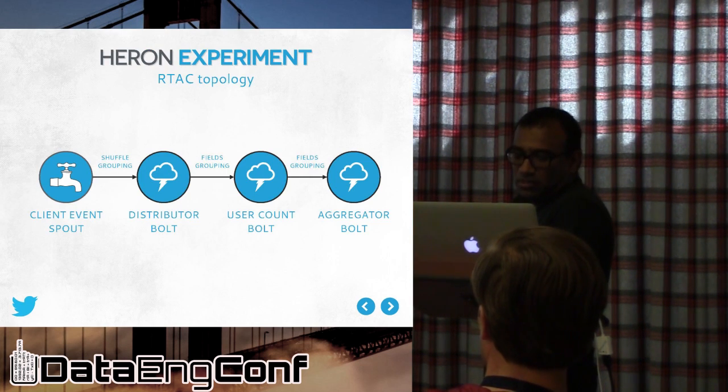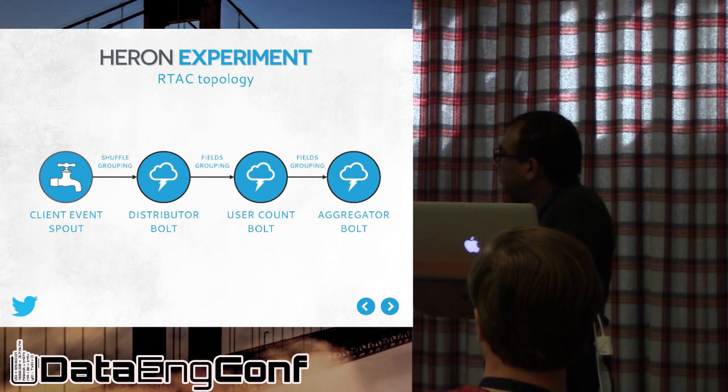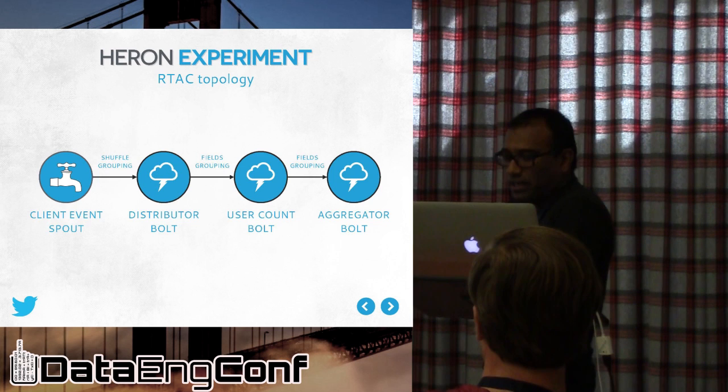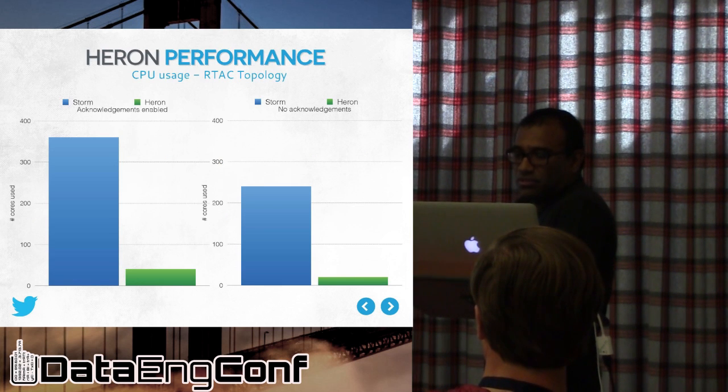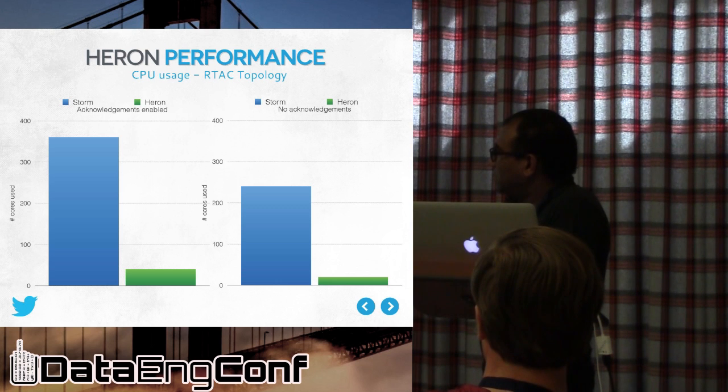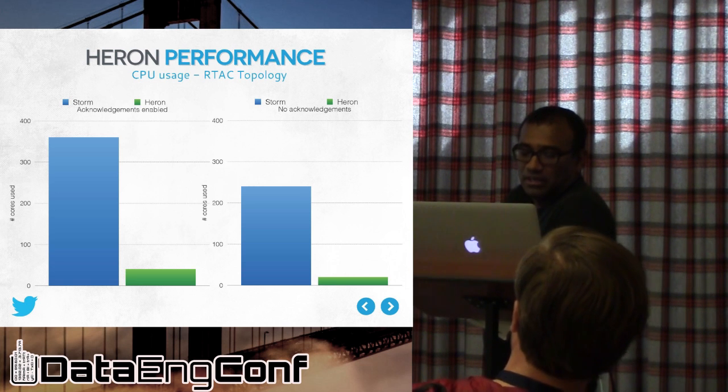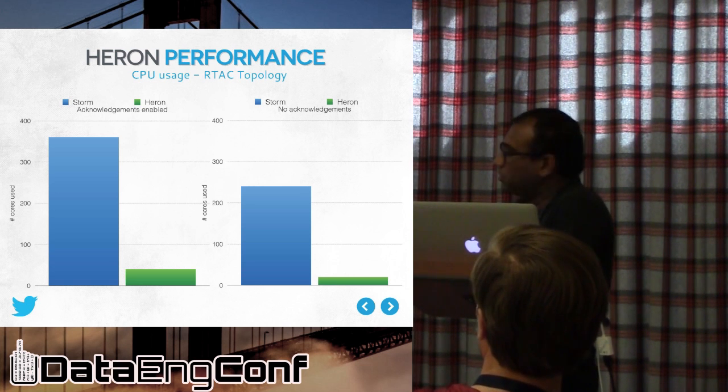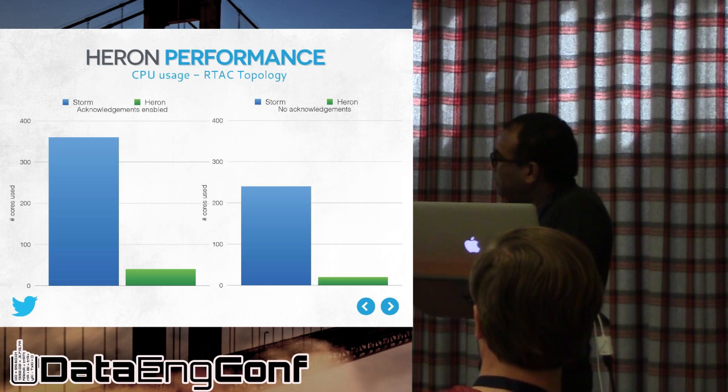This is another one where we did a 4-stage topology, which takes quite a big amount of data. When compared with Storm, we got a 3x reduction in resources. With acknowledgements enabled, the number of cores used was 350 or so, a roughly 10x reduction in cores. As you can see, Heron was using way fewer cores than Storm.